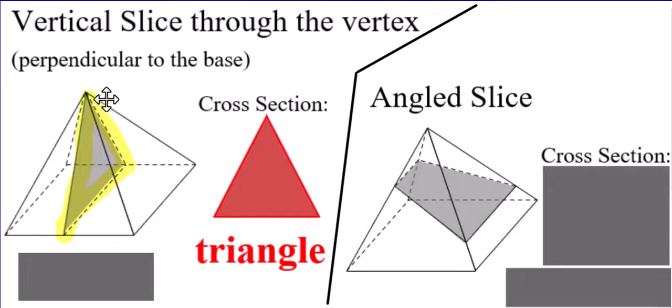That's why I typed this up here. Going through the vertex at the top. If I move it over and it doesn't go through the vertex, then it would actually make a trapezoid. But here, going through the vertex, we can see this is going to make a triangle.